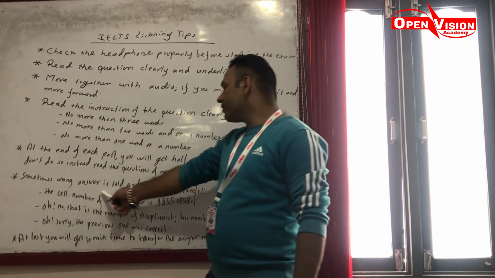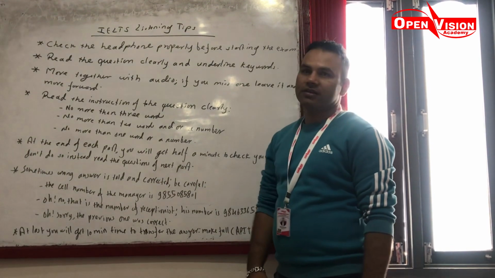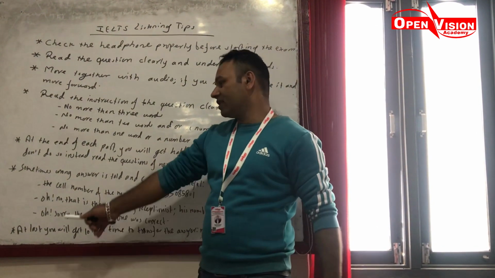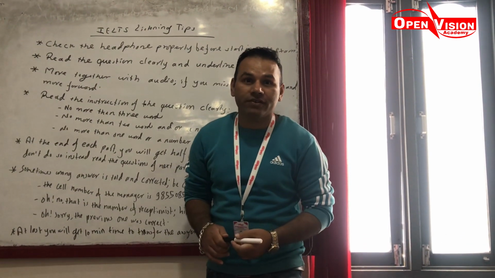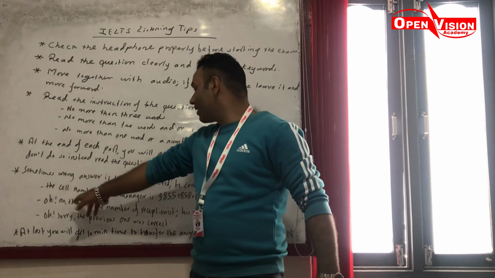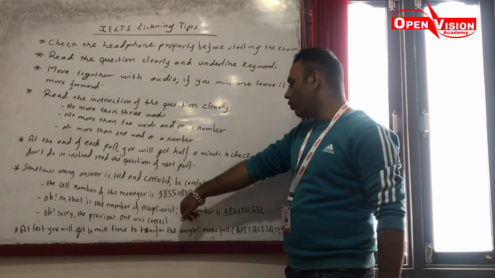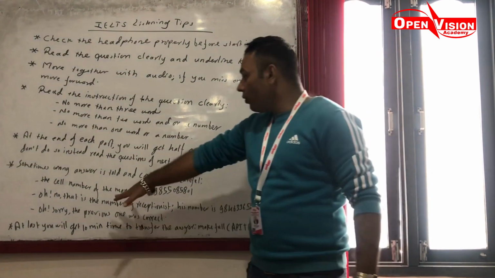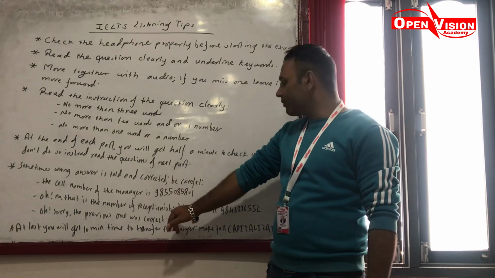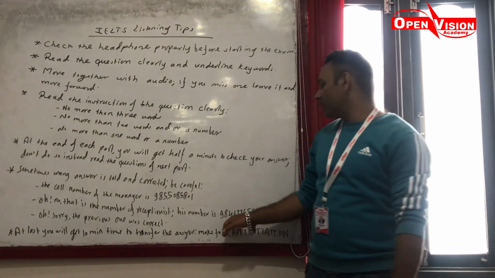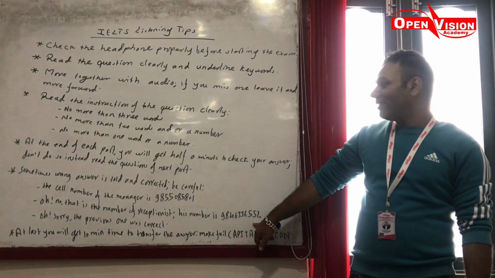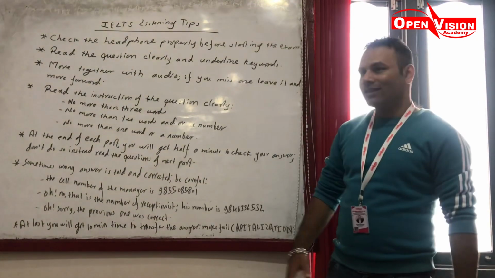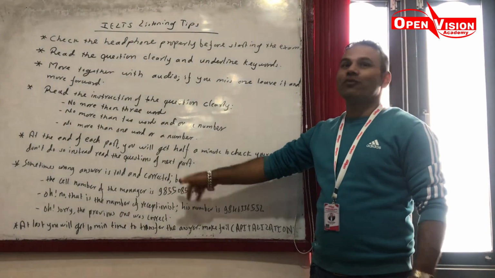Sometimes a wrong answer is told and corrected. Be careful. In audio sometimes a wrong answer is told. For example, in a conversation, one may ask what is the cell number of the manager, then the answer will be, the cell number of the manager is 9855085801. Then later they may say, oh no, that's the number of the receptionist, his number is 9846336552. Then again, oh sorry, the previous one was correct. In this case, the correct answer is the first one. So be very much careful.